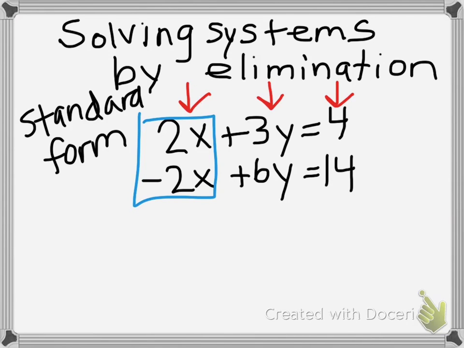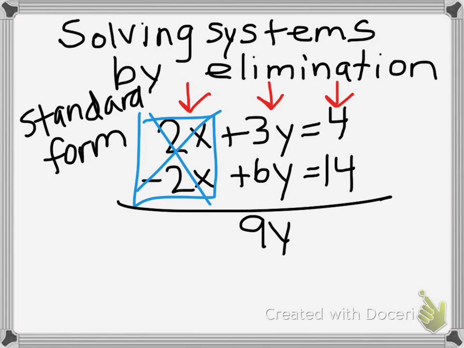So we're going to add the columns. So I'm going to add 2x and negative 2x, and those will cancel out. I'm going to add my y's now. 3y and 6y is 9y. Bring down the equal sign. 4 and 14, we get 18. And now we have an equation that only has one variable, which means we can solve. Divide by 9 on both sides. Y equals 2.